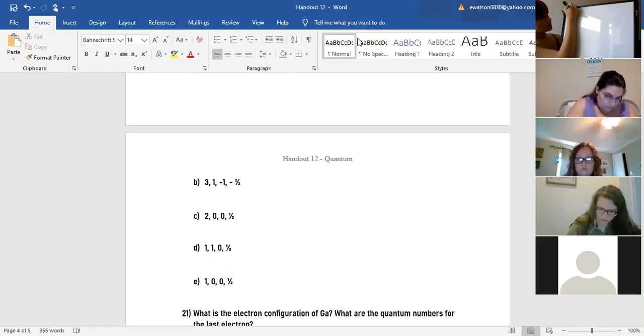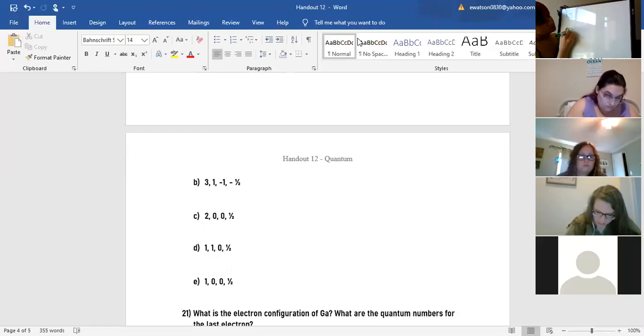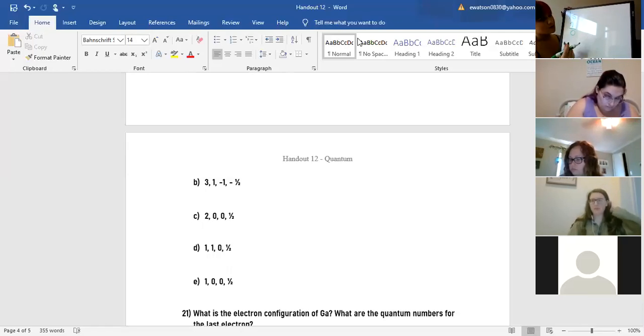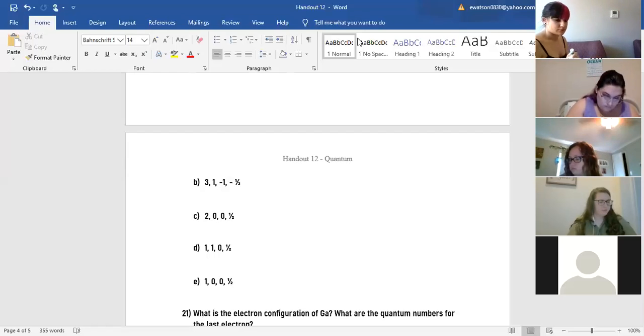And lastly, E, we're in the first energy level. What orbital? S. Our M sub L is 0, so that puts us here. Our spin is an upward arrow. Is this valid? Yes.